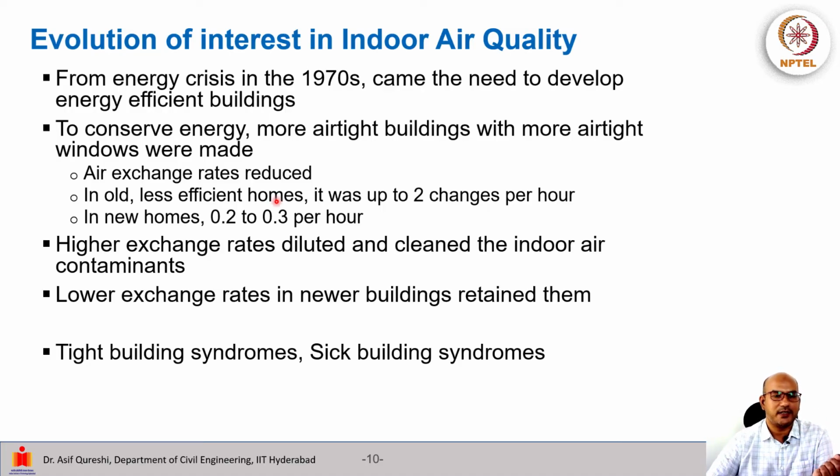So in old, less energy efficient homes, we used to have almost 2 changes per hour. That means in 1 hour, the volume of the room was changed 2 times. So every half an hour, almost the whole air was flushed out and replaced by the outside air. But in new homes, it is only 0.2 to 0.3 per hour. So that means only 20 to 30%. Earlier, within half an hour, the air was replaced. Now within 3 to 5 hours, it's being replaced. So now the pollutants have more chance to stay within the room itself.